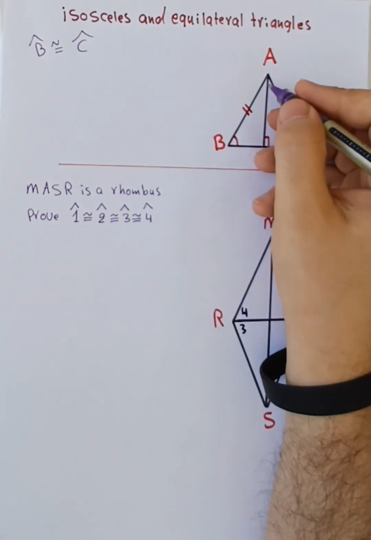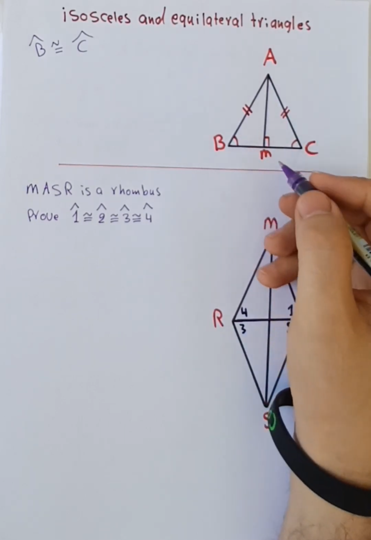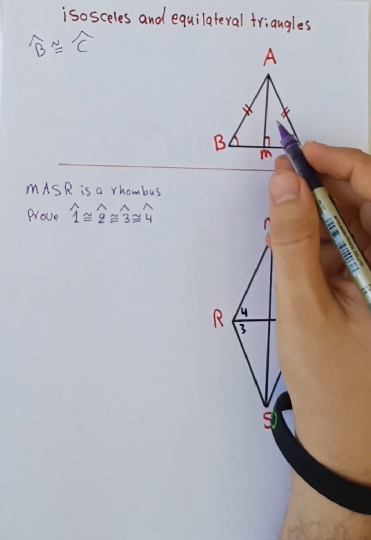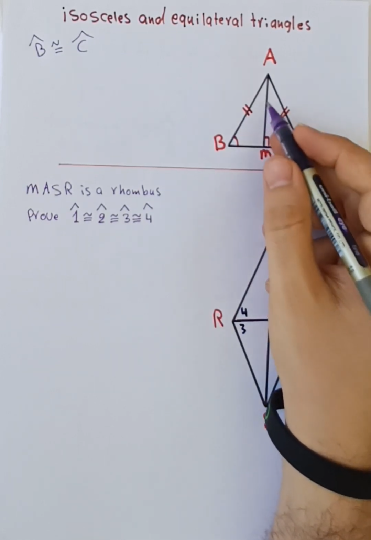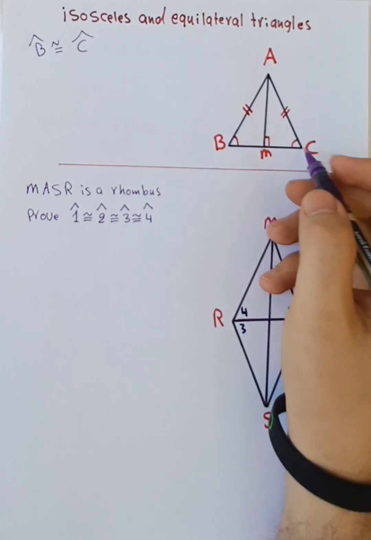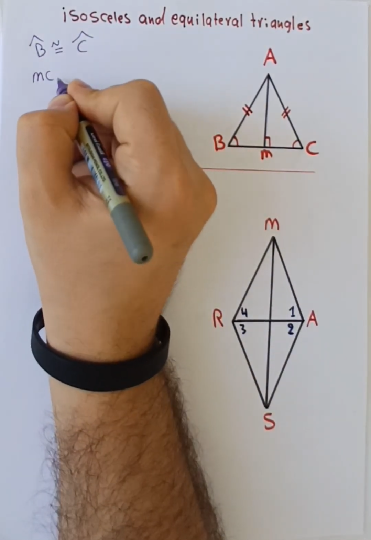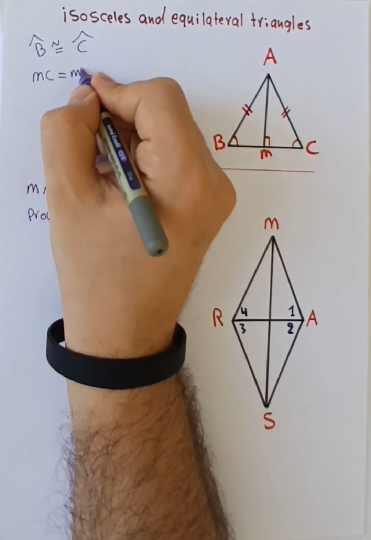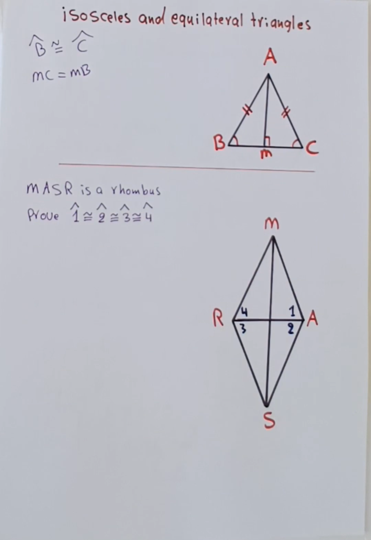It means this line segment is a perpendicular bisector for the base, and at the same time the altitude. First, this perpendicular bisector means MC is congruent or equal to MB, and then this perpendicular bisector is at the same time the altitude. Altitude, it means what.